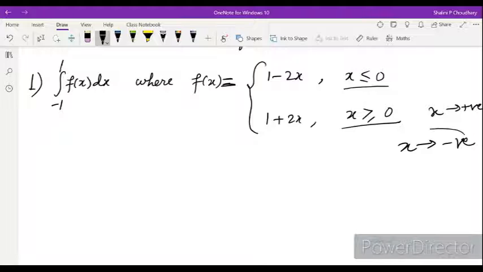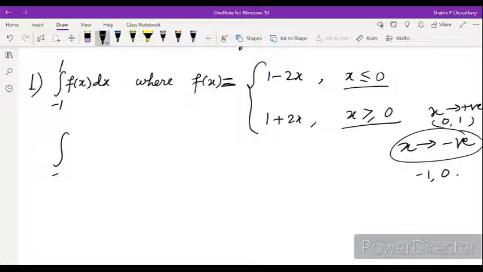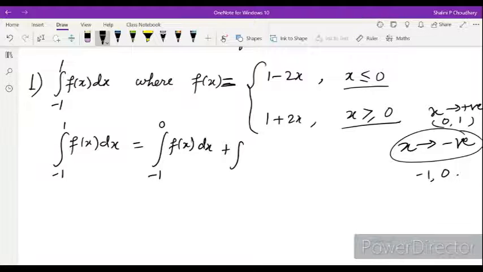Okay. So for negative, that is, less than 0, we will take -1 to 0, and for positive we will take 0 to 1, right? Because -1 to 1 is given. So now we'll break this. It will be the integral from -1 to 1 of f(x) dx, equal to the integral from -1 to 0 of f(x) dx plus the integral from 0 to 1 of f(x) dx.